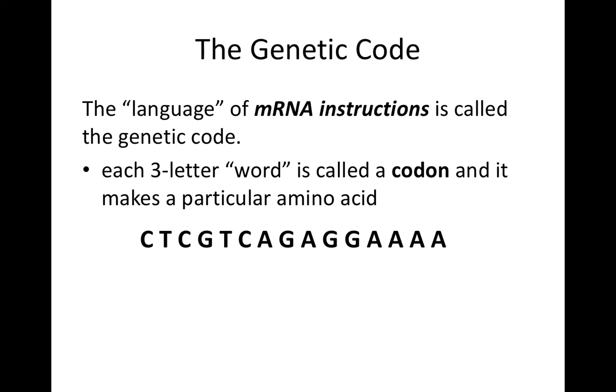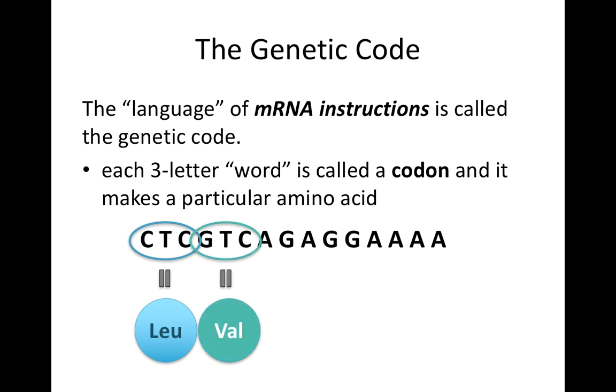So the genetic code, we call these the language of the mRNA. And the important thing when we talk about this is a codon. So it is a 3-letter word that makes a particular amino acid. So for example, these 3 nucleotides would code for leucine, which is a specific amino acid. These 3 code for valine.